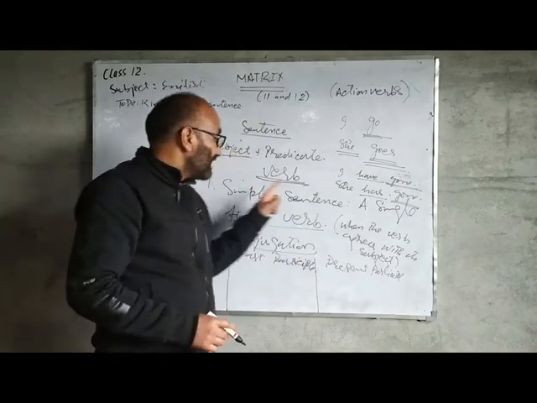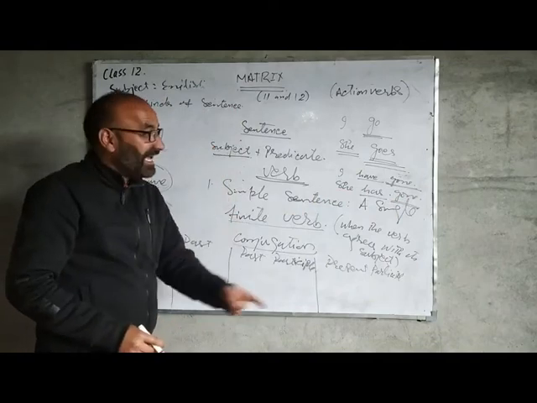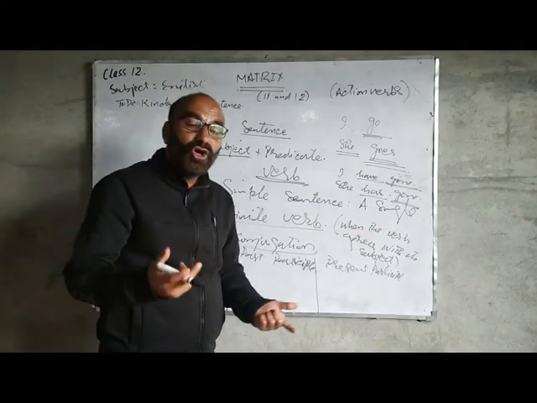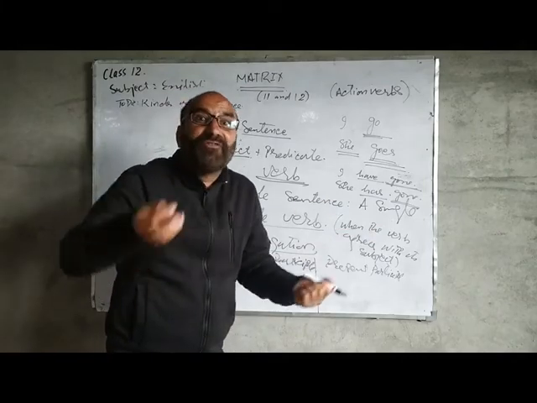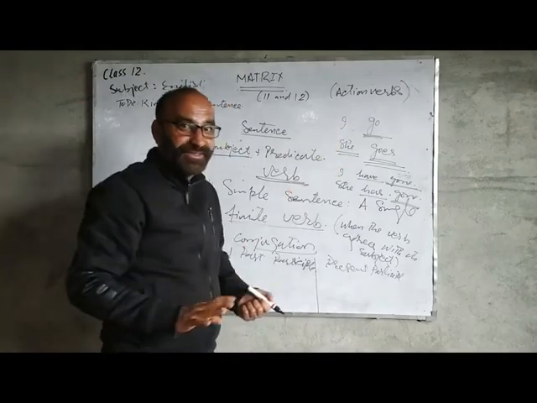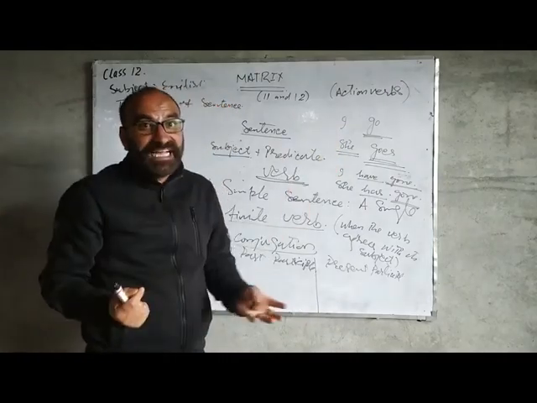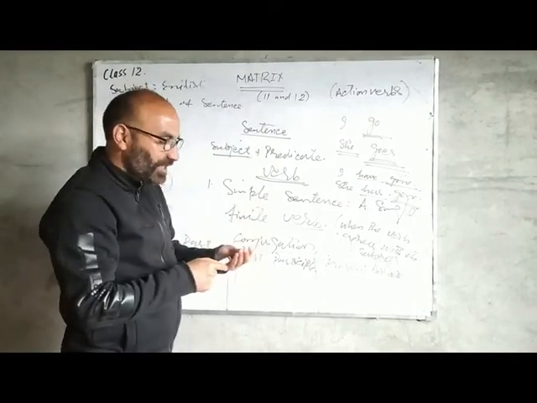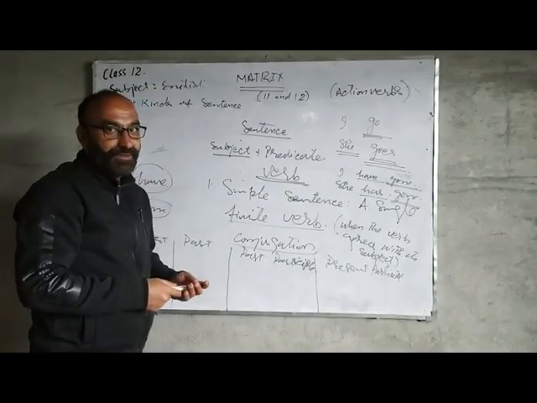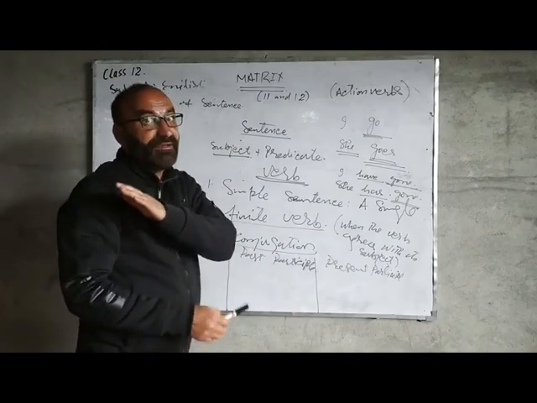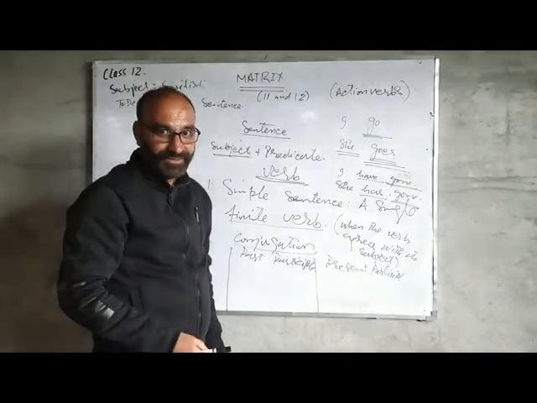So a simple sentence must contain a single finite verb, although it can have a number of non-finite verbs. You are not to count non-finite verbs. You are to look only if there is a single finite verb; then the sentence is said to be simple. It may contain many non-finite verbs.